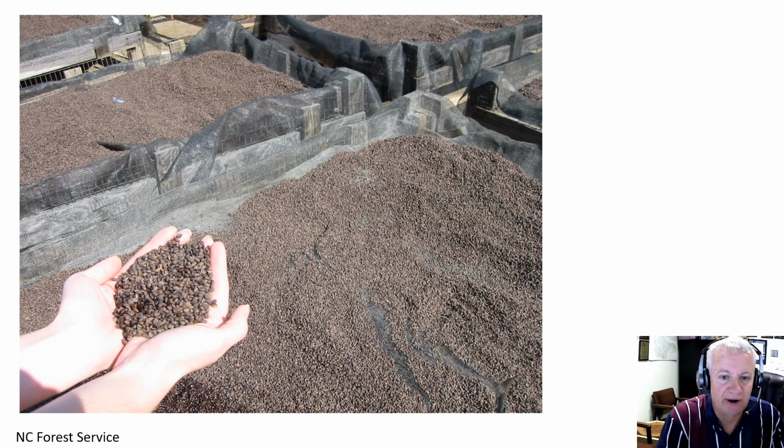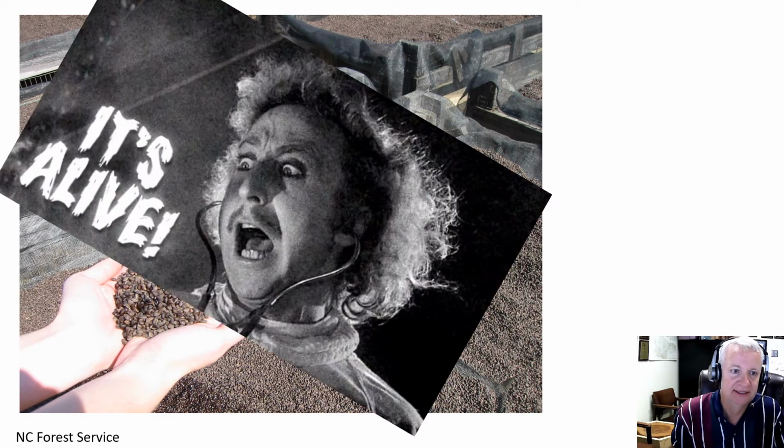Seeds are a pretty remarkable life stage in plants. And here's an example of big piles of pine seeds. And while seeds look pretty tough and inert, I think it's important to start with the realization that seeds are alive. There's living tissue in seeds, and while at some stages they may be dormant and have a relatively low metabolism, it's still living tissue.